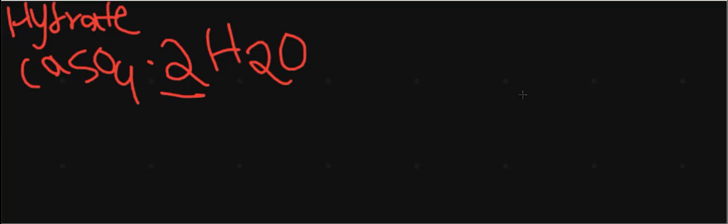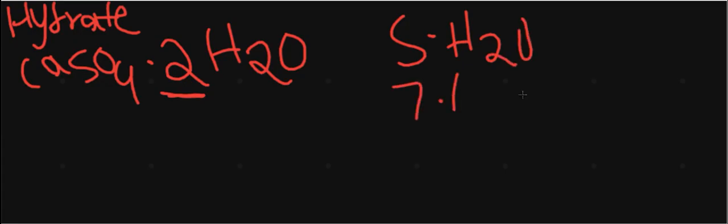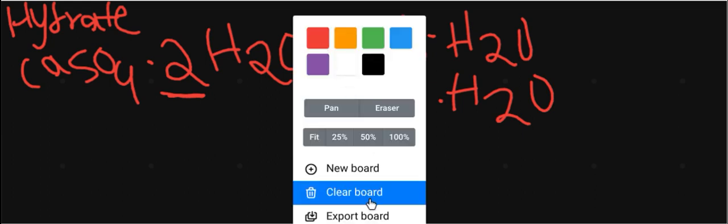Now, whatever number is here, if it's 5, it will be pentahydrate. If it's 7, it will be heptahydrate. If it's 1, it will be monohydrate. Just the pattern. A lot of this is just pattern recognition when naming compounds. Let's get into more examples of ionic, molecular, and hydrate compounds.